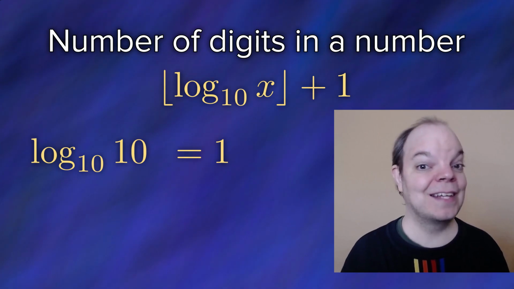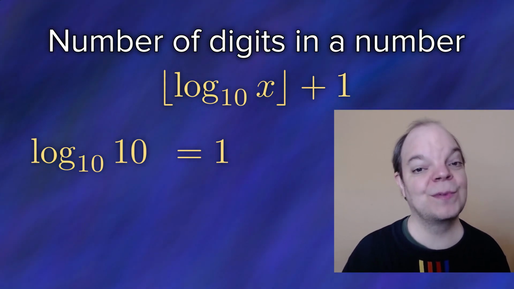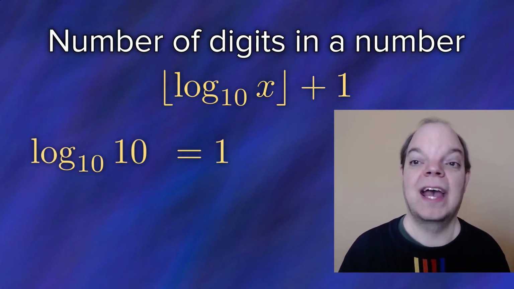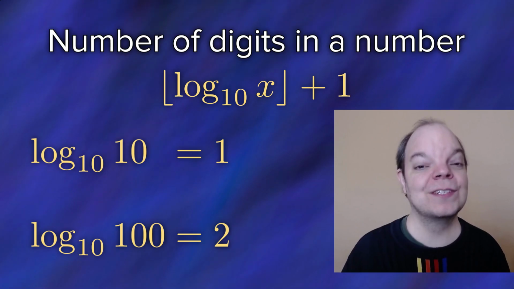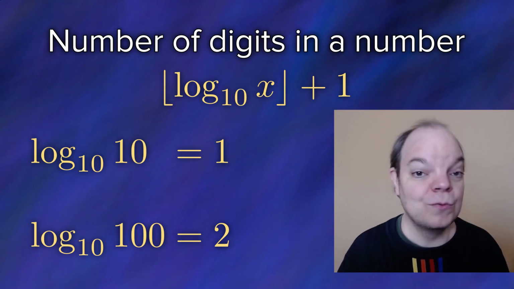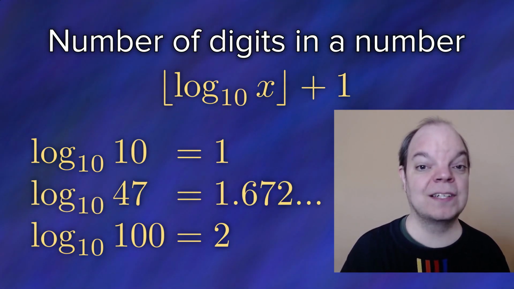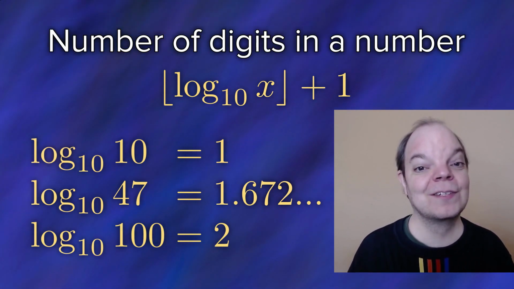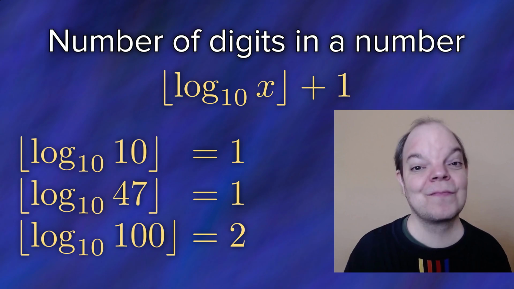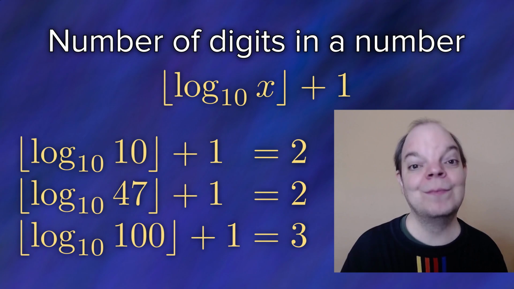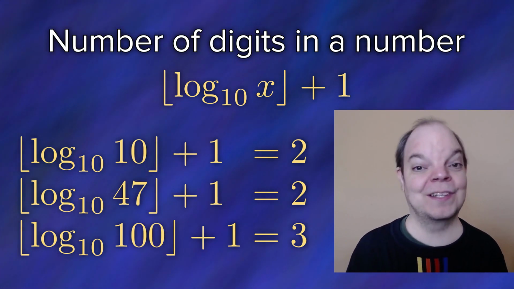Let's just put in 10, and we find that the logarithm to base 10 of 10 is of course 1, because 10 to the 1 is 10. And the log to base 10 of 100 is going to be 2, because 10 to the 2 is 100. Which means anything between 10 and 100 is going to give us 1 point something something something, which we round down to 1. And then when we add 1 at the end, we get 2 for any 2-digit number. And the same works for all other numbers.